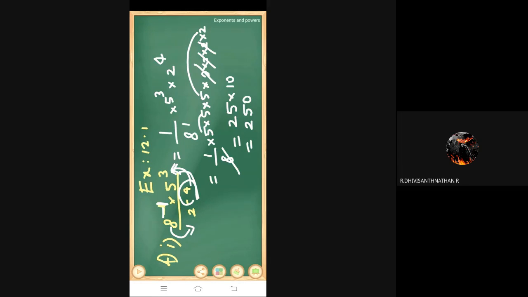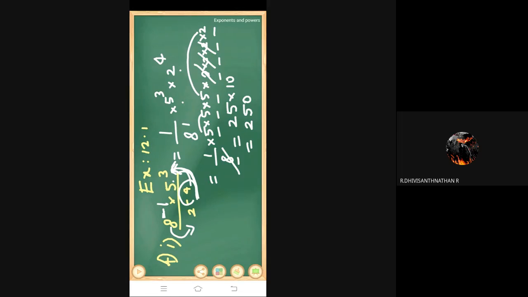Okay. So 8 power minus 1, when you bring to the denominator, it becomes 8 power plus 1. And 2 power minus 4, when you shift to the numerator, it becomes 2 power plus 4. And this 5 cube you just keep as it is. And 1 by 8 power 1 is nothing but 8 one time. So you just write 8 one time. 5 cube means 5 into 5 into 5. 2 power 4 means 2 into 2 into 2 into 2. 2 you should write 4 times.